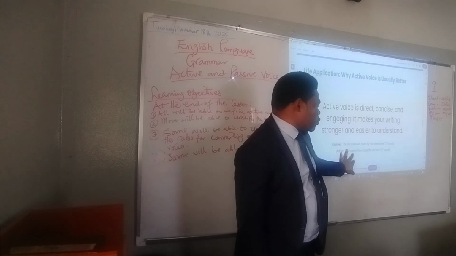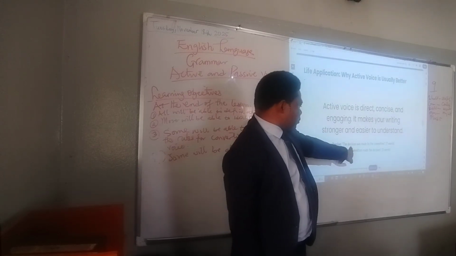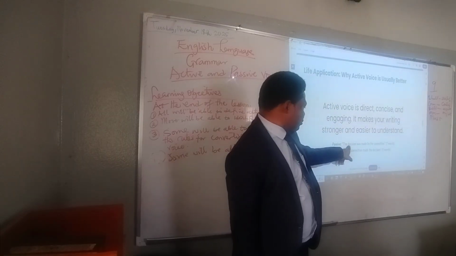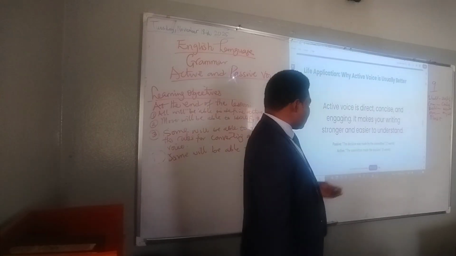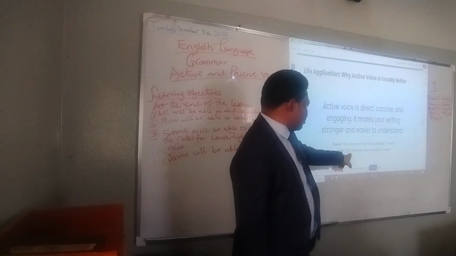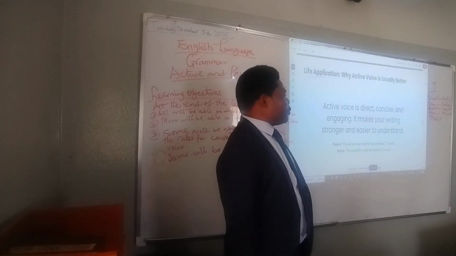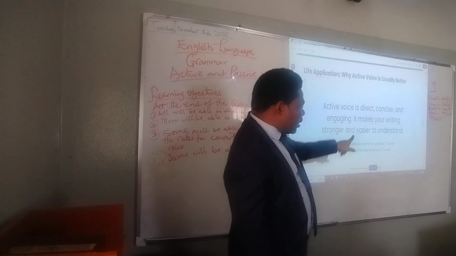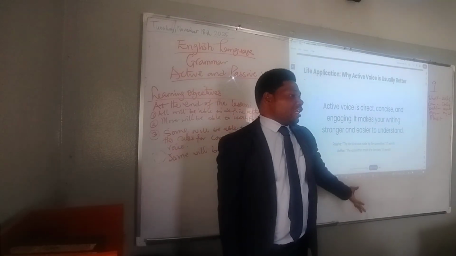Now let's read the sentences together. Can we read the first sentence on the board? Everybody, let's go. The decision was made by the committee. Read that again. The decision was made by the committee. How many words do we have there? 7. Now read the active voice. The committee made the decision. How many words do we have there? 5. Thank you. So the committee made the decision, 5 words. The decision was made by the committee, 7 words. One of them is longer than the other.